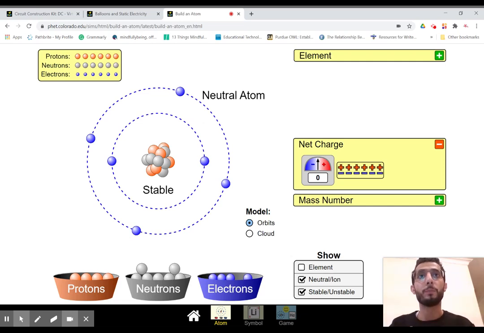In a neutral atom of a net charge 0, which means this atom is uncharged, the number of protons is equal to the number of electrons. We have 6 protons, 6 electrons.